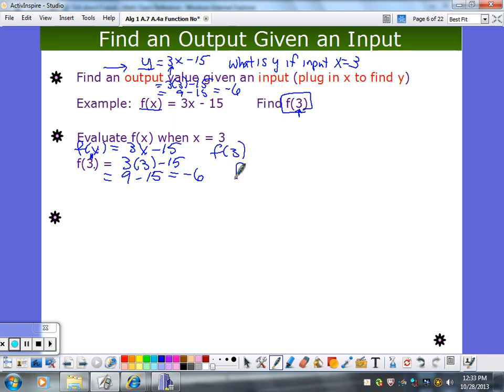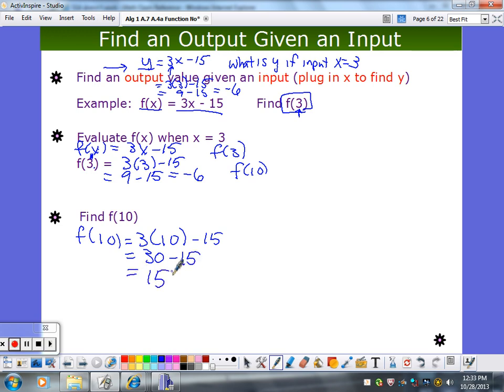What do you think f of 10 means? Replace it with 10. So f of 10, if f of x is 3x minus 15, f of 10 is 3 times 10 minus 15. Wherever you see an x, you do that replacement. 30 minus 15, 15. Let's do a different one. What is f of 2, with the same definition of f of x?